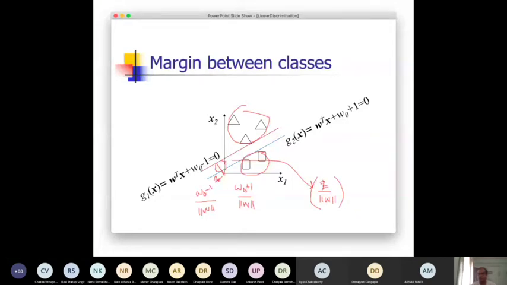In mathematical form, the label R times the discriminant function, R into W transpose X plus W naught, should be greater than or equal to 1, when the label is plus 1 or minus 1 for the input samples. That is the constraint for every input sample.